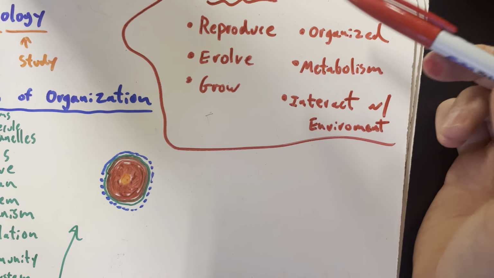Is it organized? No, it is literally chaos. Fire goes from a state of order to a state of disorder, right? So it is not organized at all. So it fails on some of these marks.